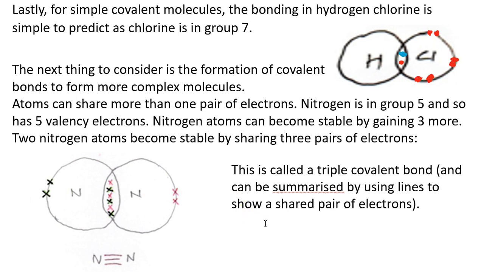both nitrogen atoms in a pair have 5 electrons. If they have 5 electrons, 3 need to be gained. They can both become stable by sharing 3 pairs of electrons. Now that's called a triple covalent bond. Yep, makes sense. There are 3 pairs, 3 covalent bonds in there, and you could summarize it quite easily. This will be useful, just by drawing the lines. The lines between the 2 nitrogen atoms show me there are 3 covalent bonds there.